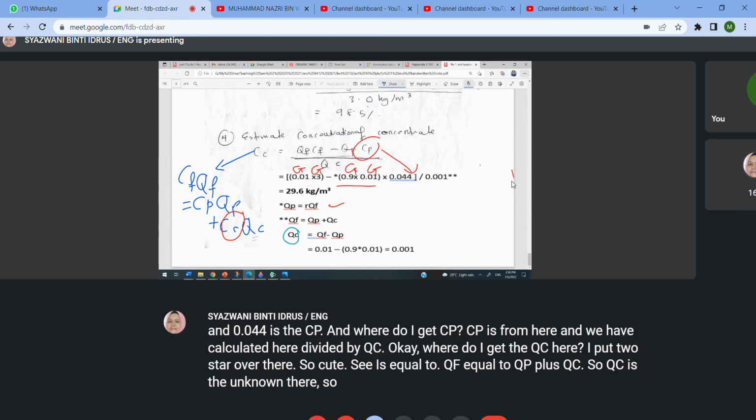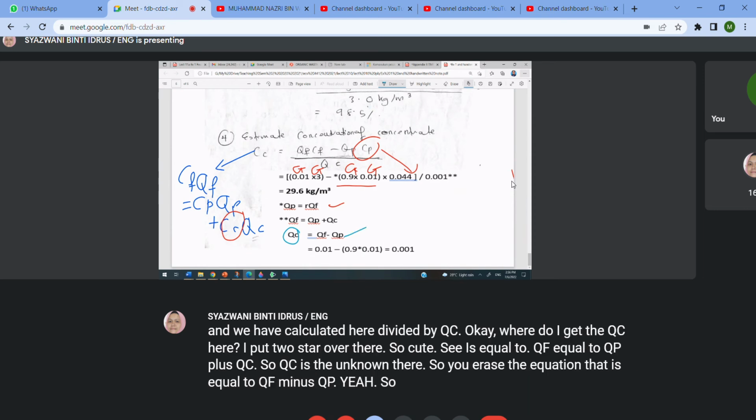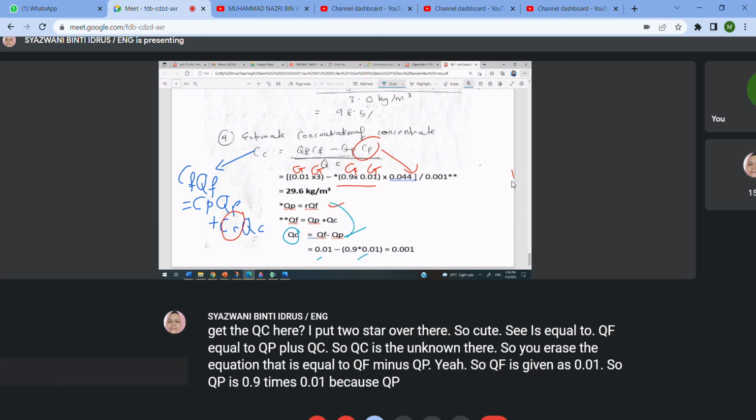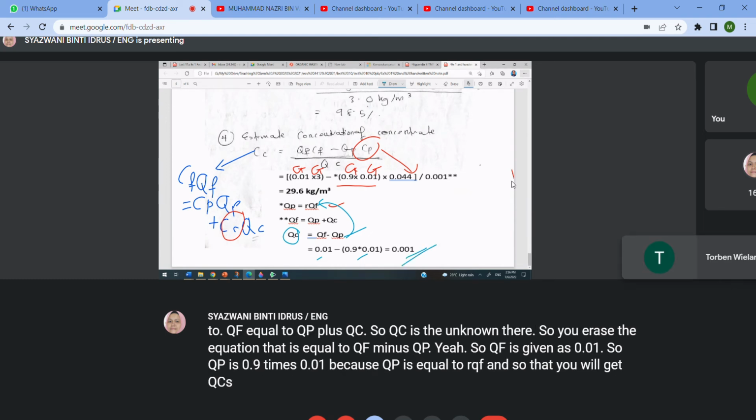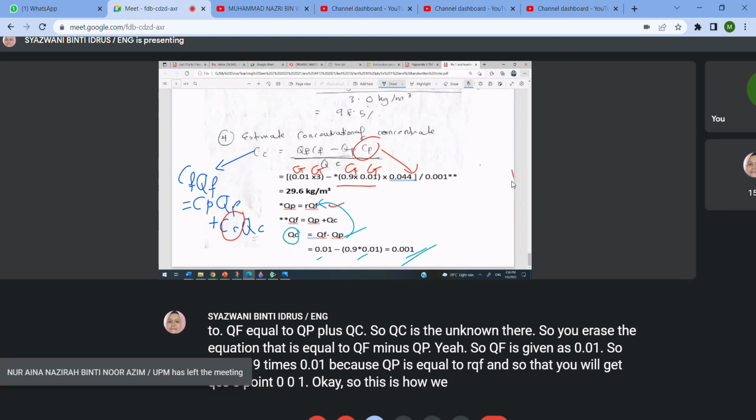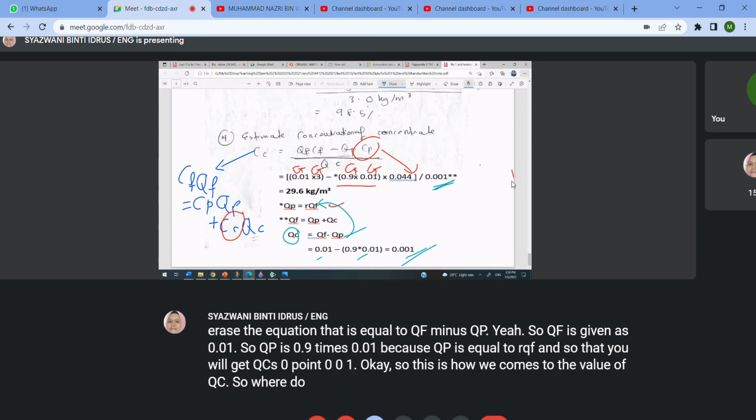So you rearrange the equation that is equal to QF minus QP. QF is given as 0.01. So QP is 0.9 times 0.01 because QP is equal to RQF. So that you will get QC as 0.001. This is how we come to the value of QC.